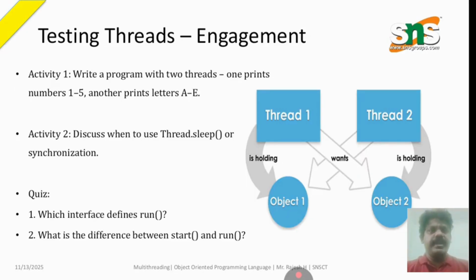There is one activity: write a program with two threads. One prints the numbers from 1 to 5 and another prints the letters A to E. You have to make these two things a single program. Another activity task is to discuss when to use the Thread.sleep method for synchronization. There are also quiz questions for you: which interface defines the run method, and what is the difference between the start and run methods? You have to explain.